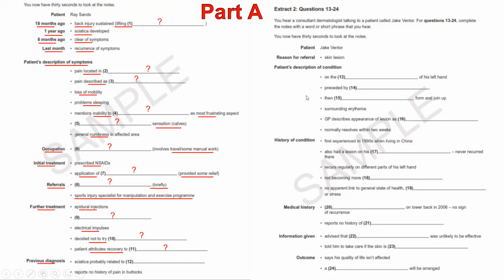And here we have the next extract number 2, questions from 13 till the end, 24. So you have these spaces and you have to prepare this extract the same way as the previous one. You have to underline the main items and important words and keywords or important information. Then you have to predict the correct word.